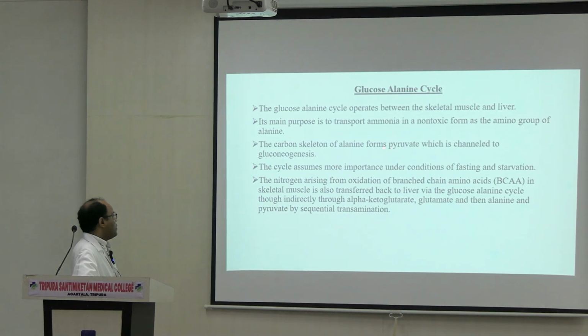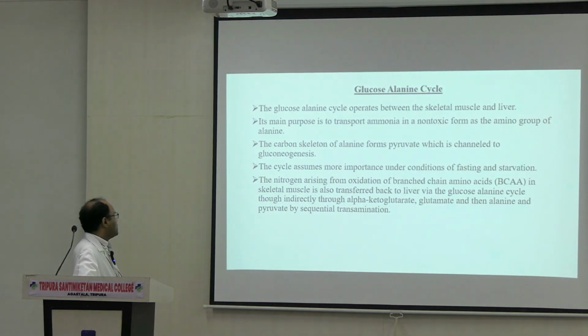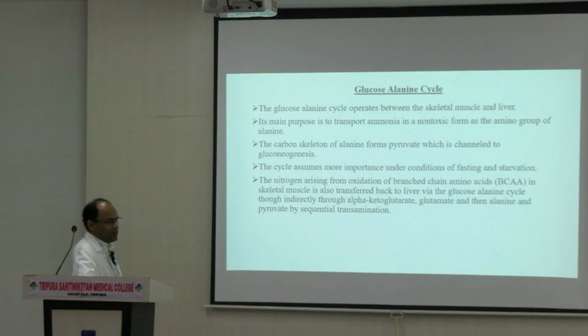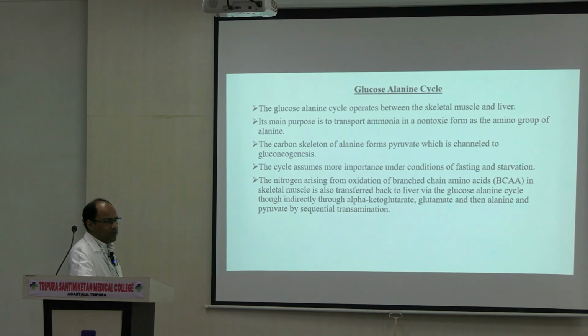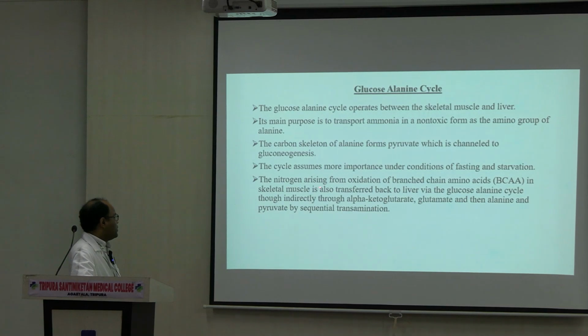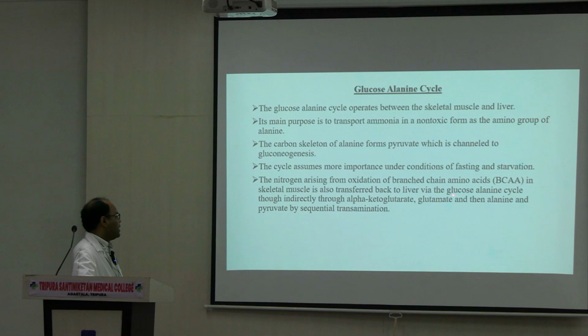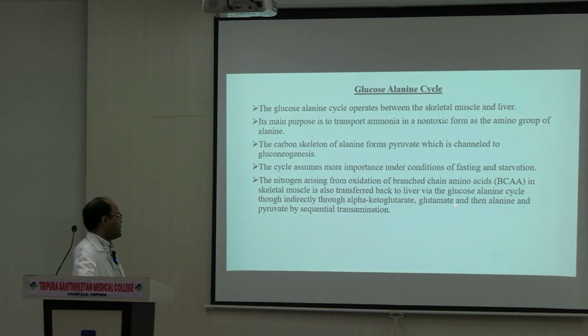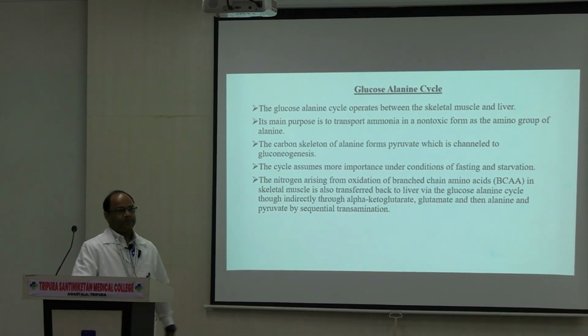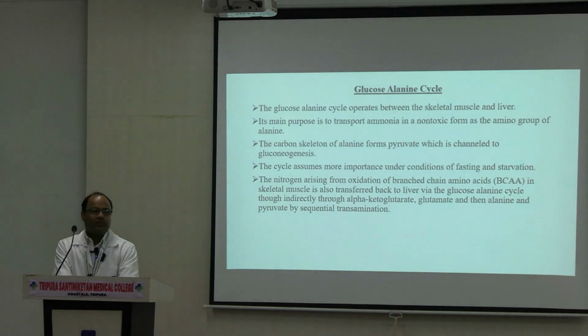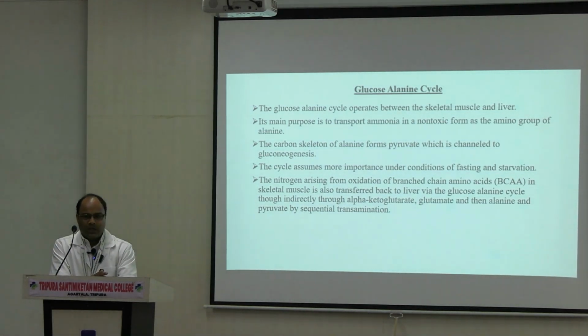The carbon skeleton of alanine comes from pyruvate, which is channeled to gluconeogenesis. The cycle assumes more importance under conditions of fasting and starvation, because when muscle breakdown starts, alanine can be formed. The nitrogen arising from oxidation of branched chain amino acids in skeletal muscle is also transferred back to the liver via the glucose alanine cycle, indirectly through alpha ketoglutarate, glutamate, and then alanine and pyruvate by sequential transamination. So everyone, see it from your textbook, the glucose alanine cycle. Okay.